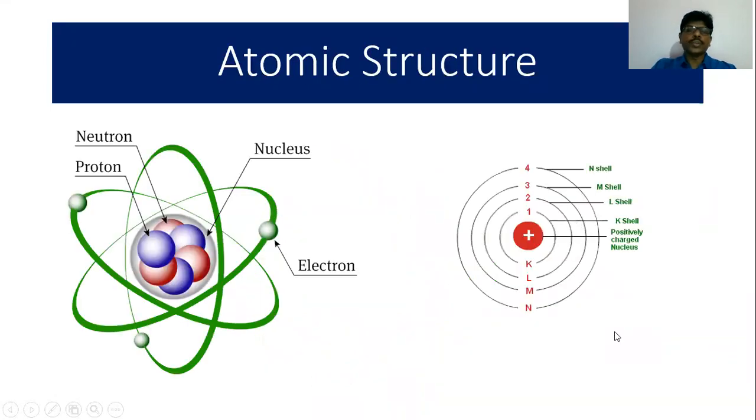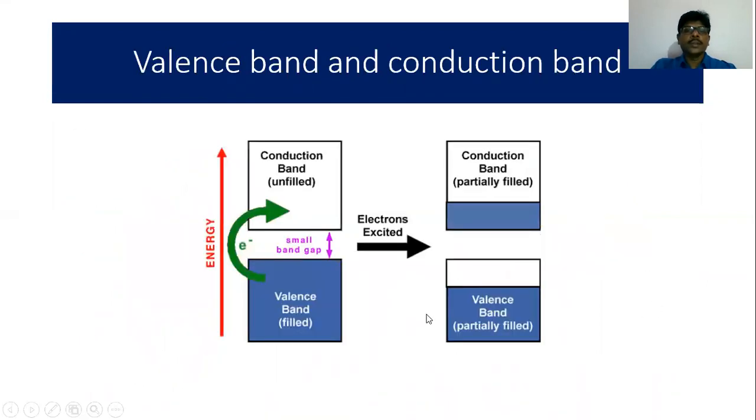This picture shows you the energy level diagram of a discrete atom. The levels can be numbered as K, L, M, N or 1, 2, 3, 4, and so on. So these are the various orbits in which the electron can move. Over here you can see the valence band and the conduction band. How do you get a band?